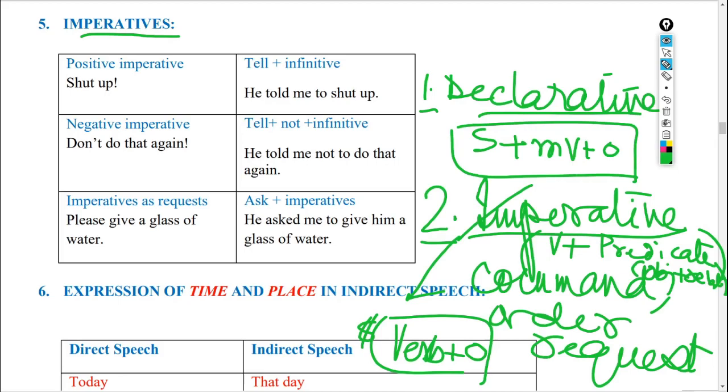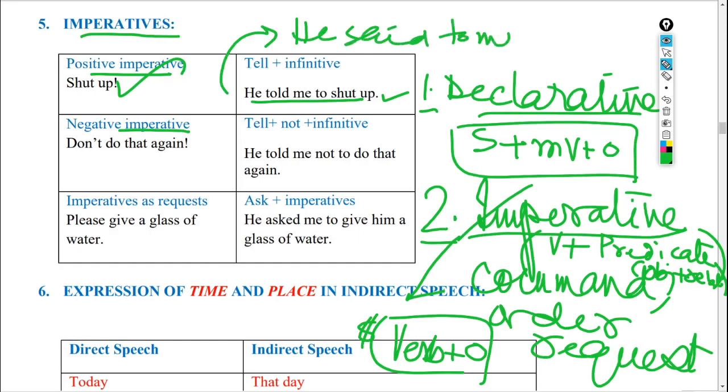So we'll see this example. Shut up. That is a positive imperative. Negative imperative: do not do that again. Here, he told me to shut up. Suppose the direct narration will be, he said to me, S-H-U-T, shut up. After that, full stop.